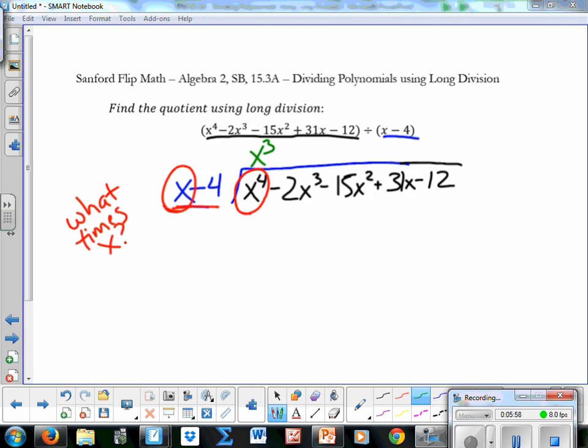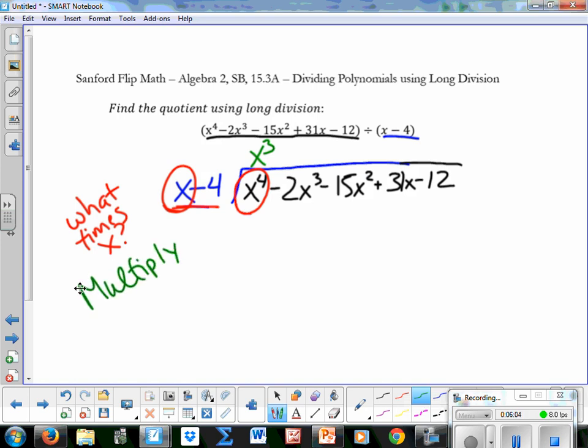So since we have that written above, we're going to do the same process again. We're going to multiply what is up there above the bar in our quotient, where our quotient is going to go. But instead of multiplying by just the fronts like we're dealing with here, I'm going to multiply both parts. So x cubed times x gives me x to the 4th, and x cubed times negative 4 gives me negative 4x cubed.